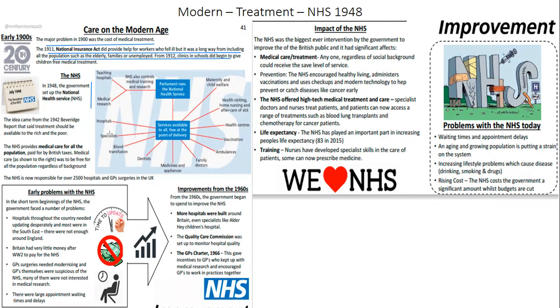Now, following World War II, the government set up a welfare state. And one of the biggest jobs of that welfare state was to improve the treatment of the whole population. And it actually came from the 1942 Beveridge Report, which said treatment should be available to the rich and the poor. And this document here talks about how Parliament runs the National Health Service. The NHS also controlled medical training and research, like teaching at hospitals and medical research. And the service is available to everyone at the point of delivery for free.